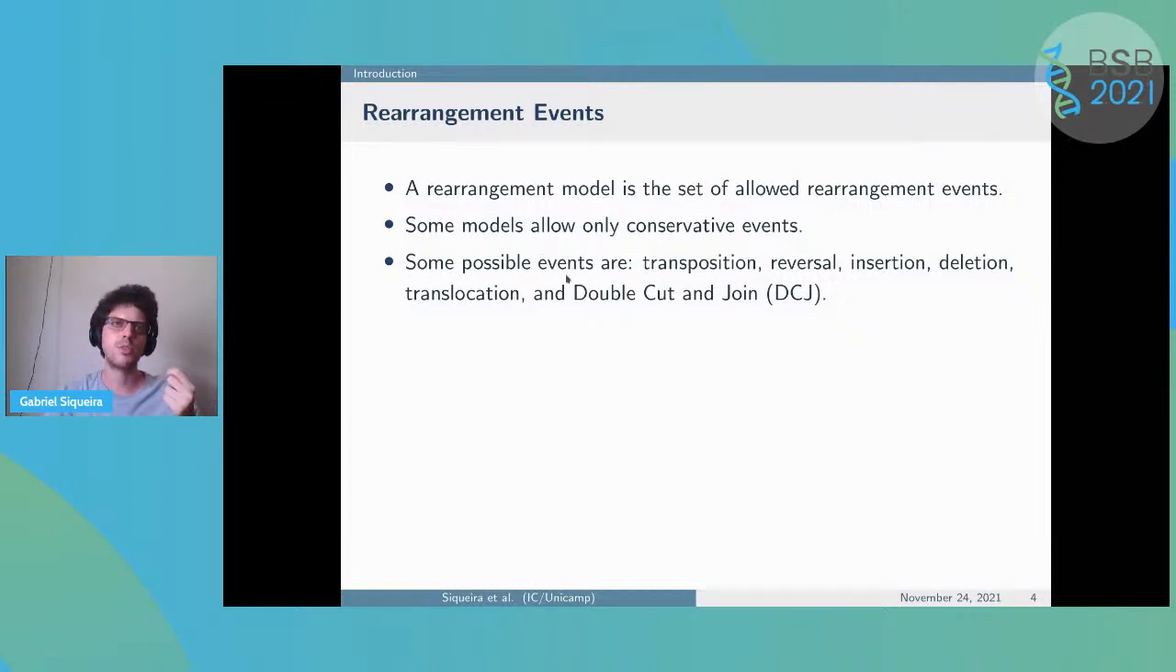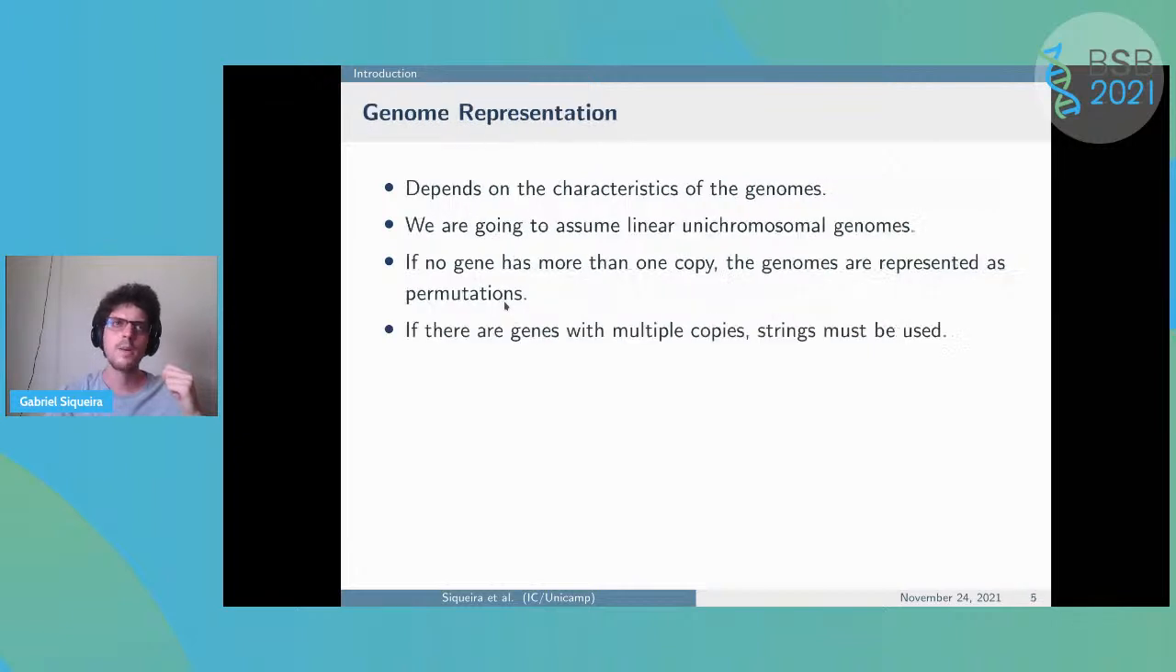Here are some examples of rearrangement events. The transposition, we're going to pick two sequences of genes and swap their order. The reversal, we're going to pick one sequence of genes and invert the order and orientation of the genes. Those two are events that affect a single chromosome and are conservative. Two examples of non-conservative events are insertion and deletion. We're going to insert or delete genes. Two examples of events that affect multiple chromosomes are translocation and double cut and join.